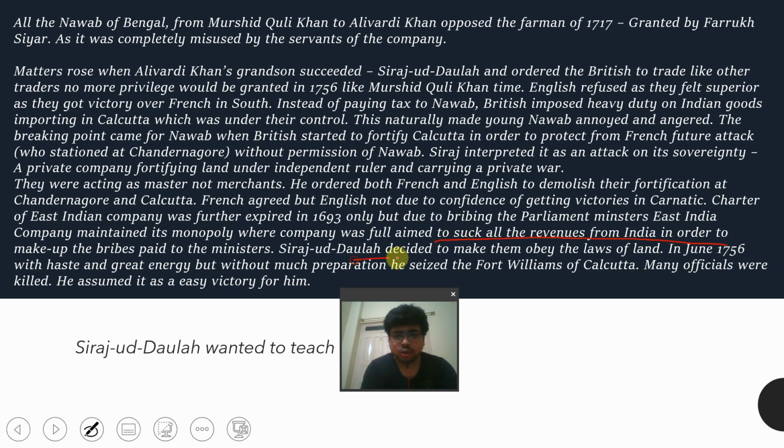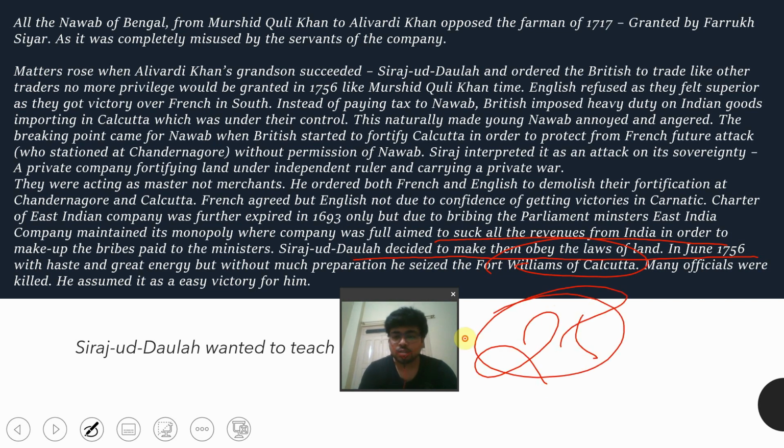Sirajuddaulah decided to make them obey the laws of the land. In June 1756, with haste and great energy but without much preparation, he seized Fort William in Calcutta, where the Black Hole tragedy occurred, in which around 25 British officials were said to have died in a suffocating chamber. As I've already explained, many officials were killed. He assumed it as a victory for him.